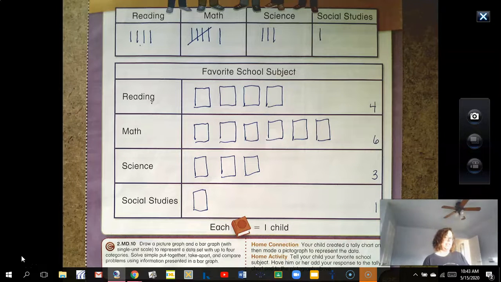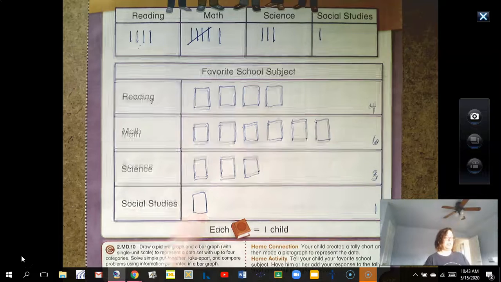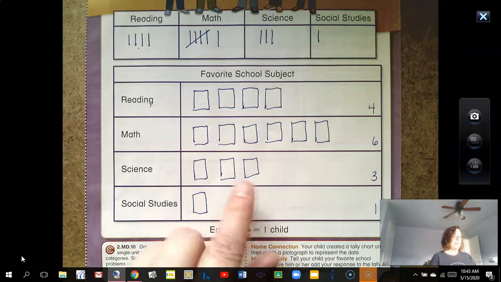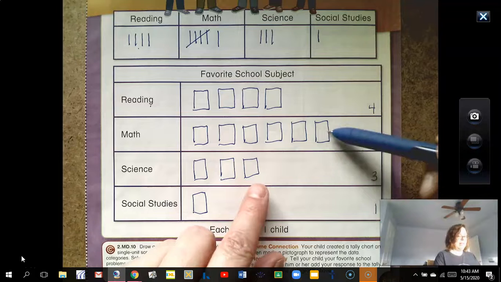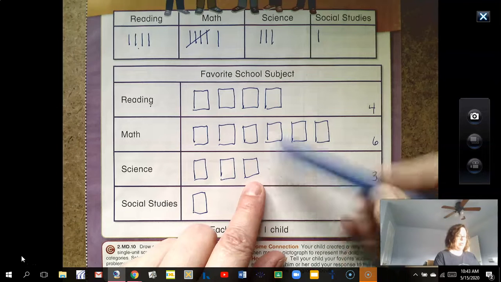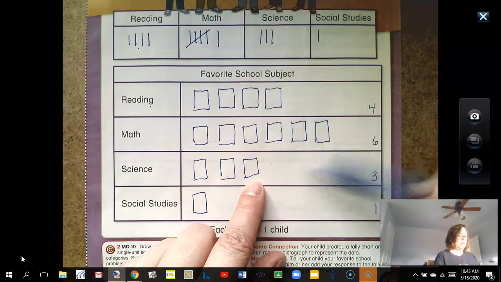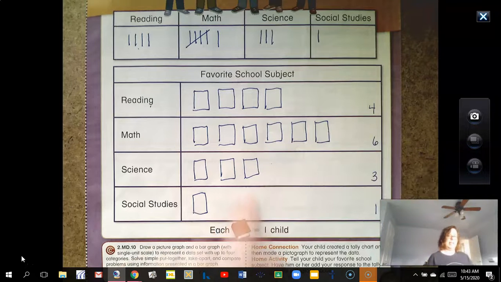Which is the least favorite? Social studies. There's only 1. How many more liked math instead of science? Well, let's see. 1, 2, 3. There are 3 more in math than in science.